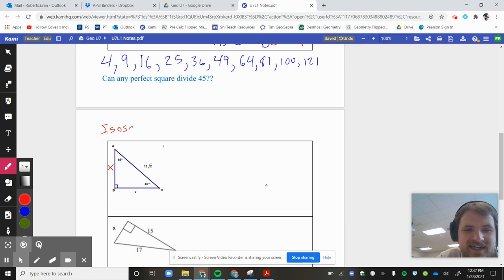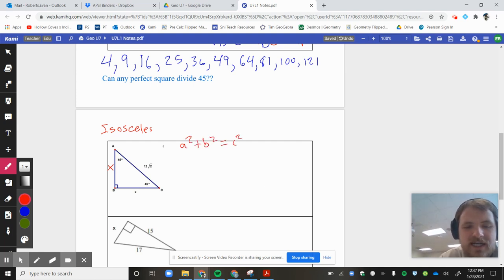Spelled that wrong for a second. Isosceles. The different spellings we get for that is so incredible. All right, so we start with our a squared plus b squared equals c squared.